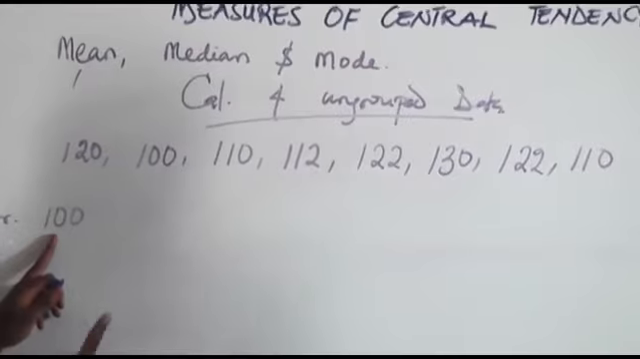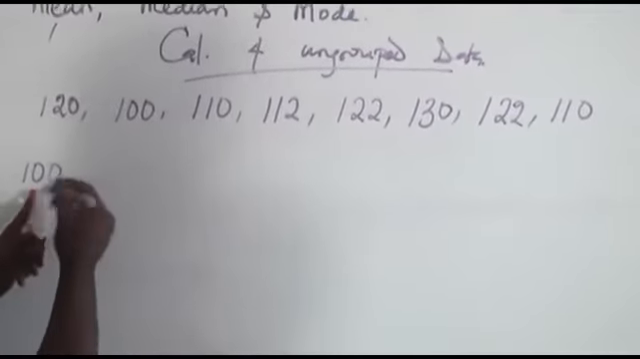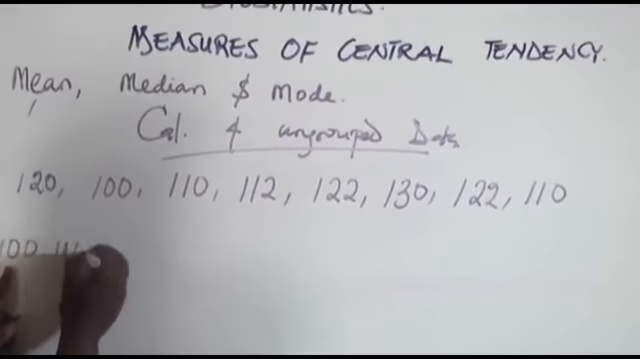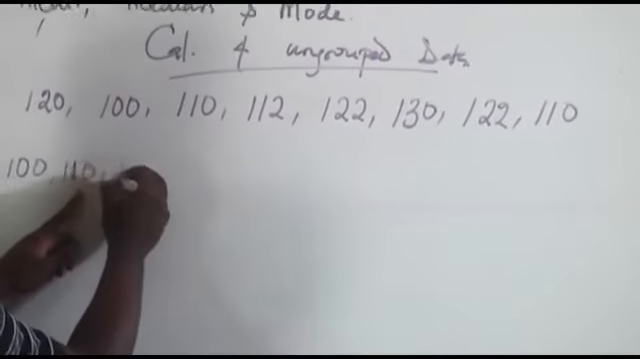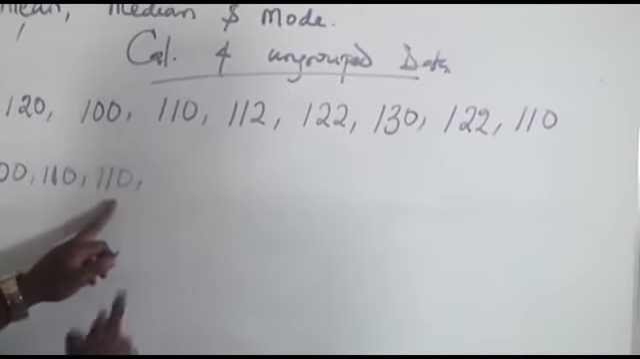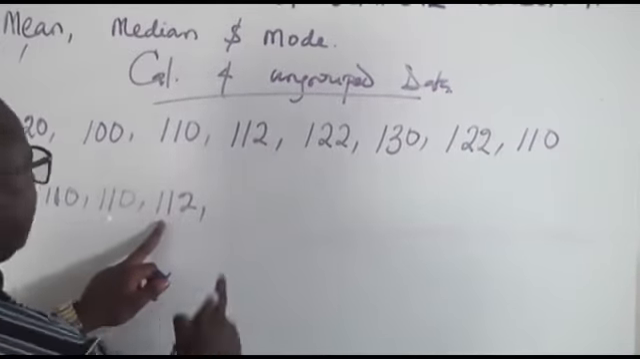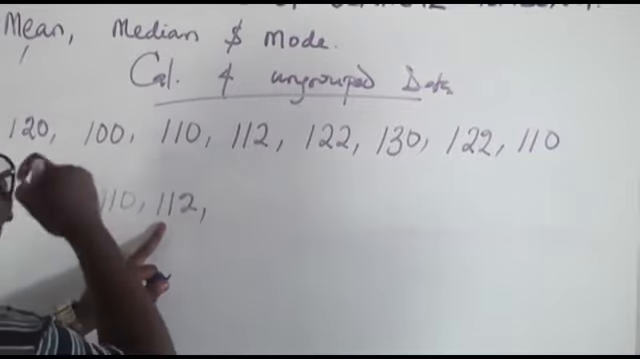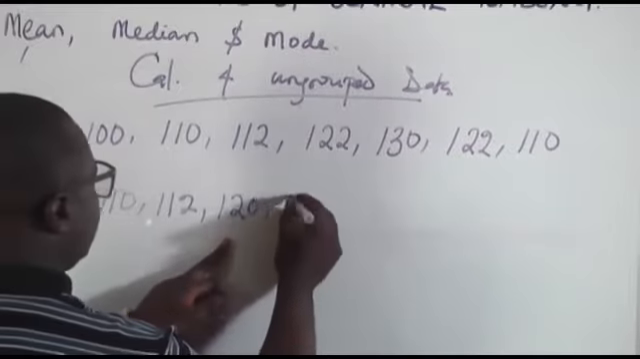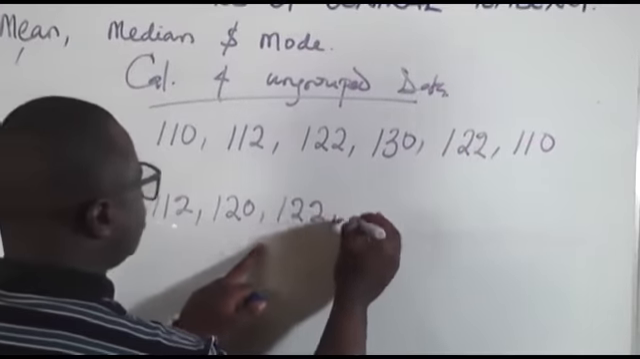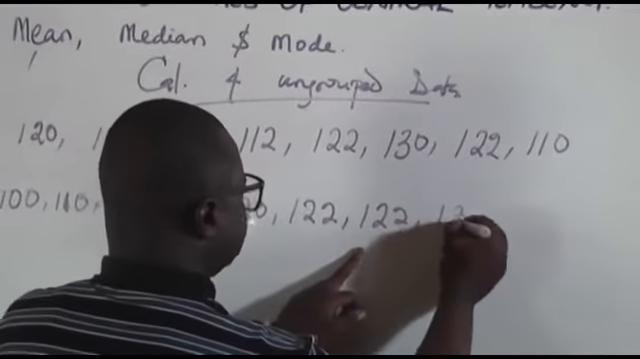So I have 100, followed by 110. All right? 110 occurred twice, so I'm going to write the two of them, 110. Then after 110, I have 112. Then I have 120. All right? Then I have 122, also occurring twice. Then the last one is 130.